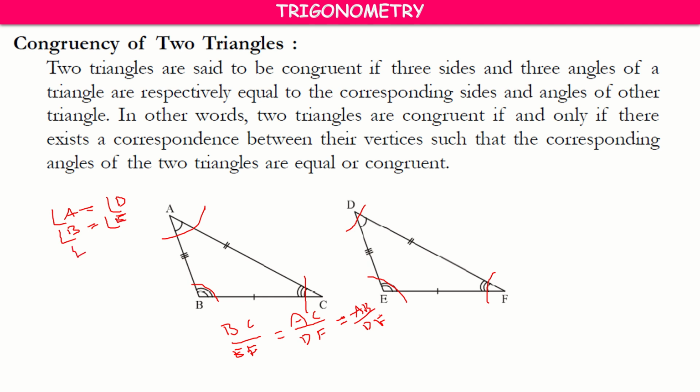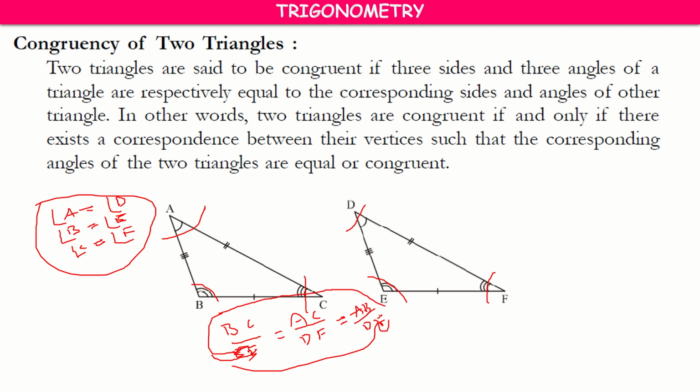Angle C is equal to angle F, a corresponding angle. Are you getting me? These are the corresponding angles, and these are corresponding sides. So combinedly we say corresponding parts of congruent triangles. Normally every time we say CPCT, we teach the children CPCT.